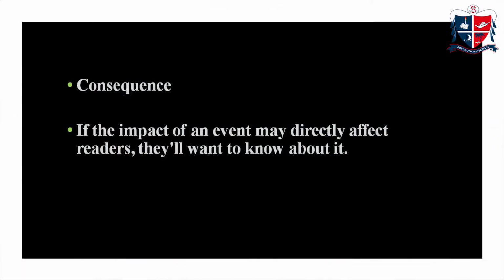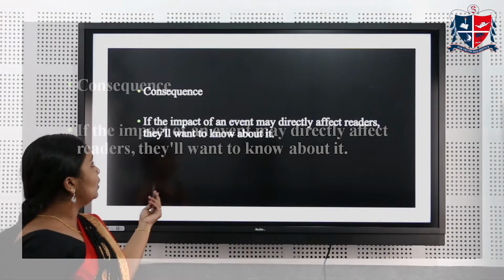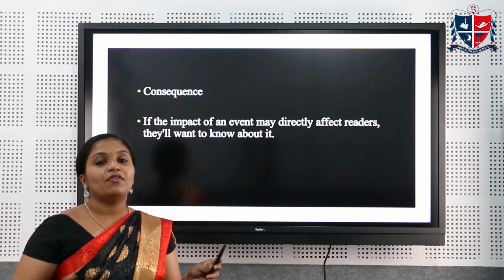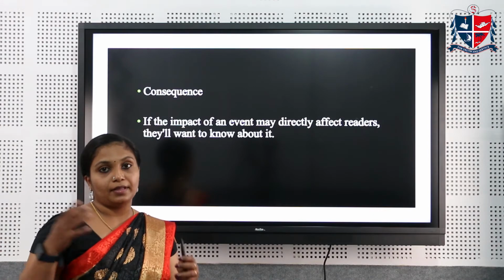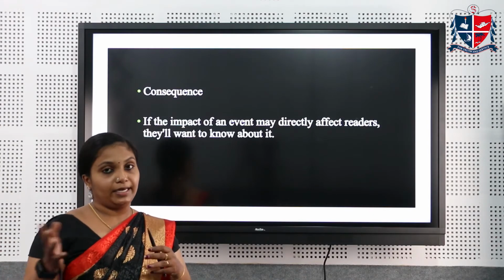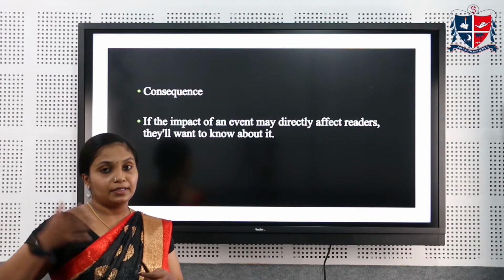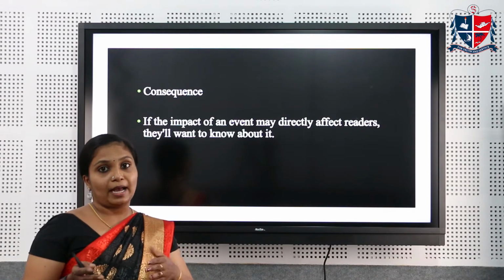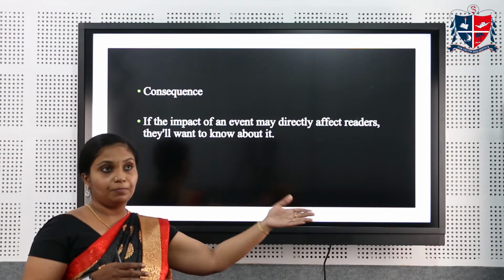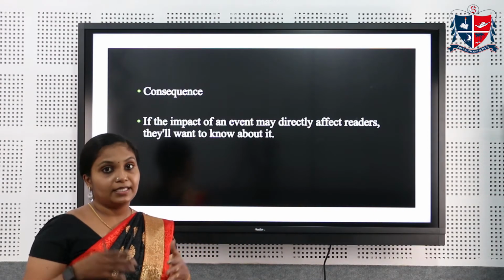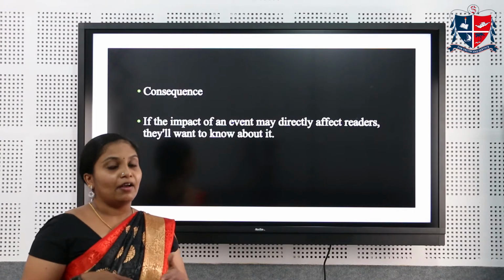The next element is called consequence. If the impact of an event may directly affect readers, they will want to know about it. If a farmers' agitation occurred in Delhi, it does not affect us. But if it happened nearby, in Trivandrum in front of the Legislative Assembly, then it will affect us. Its consequence may affect us.